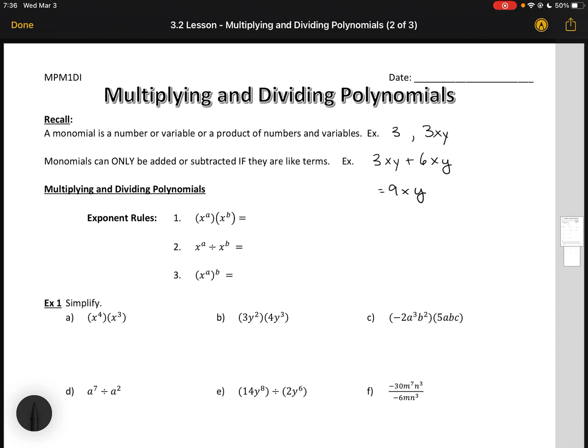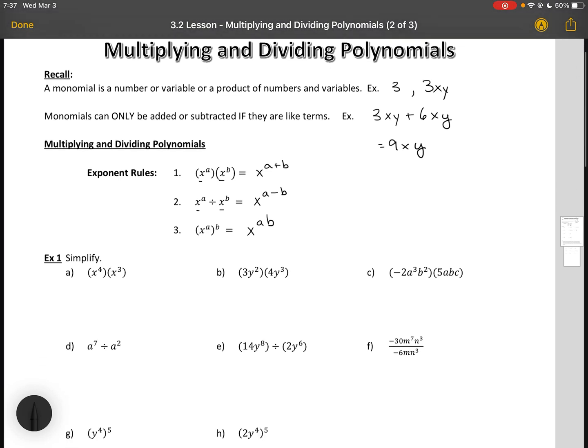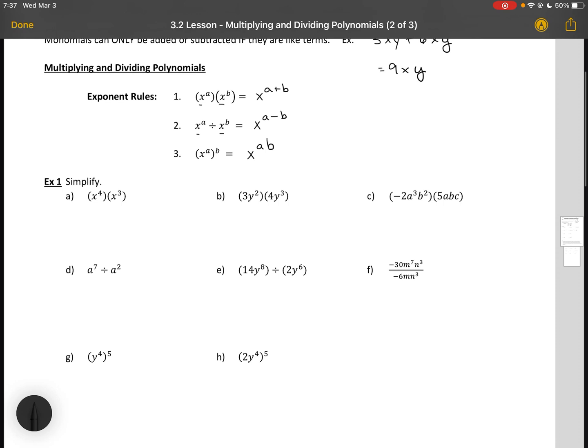We also know our exponent rules, that if we are multiplying powers with the same base, we are going to add the exponents. If we are dividing powers with the same base, we're going to subtract the exponents. And if we're raising a power to an exponent, we are going to multiply the two exponents. So now we can actually go ahead and apply those to some more complicated situations.